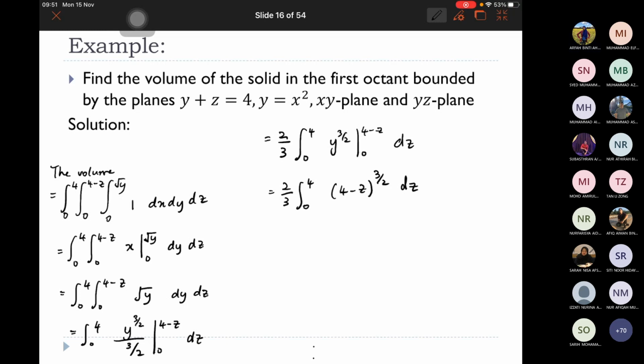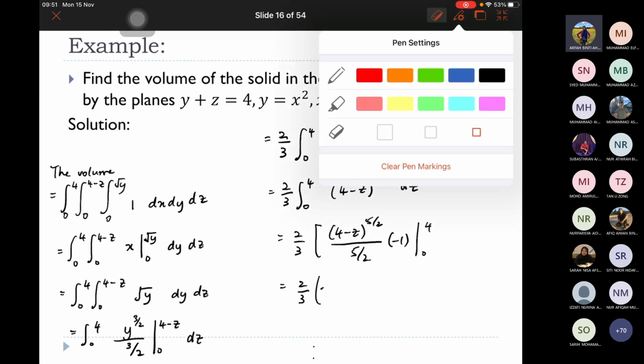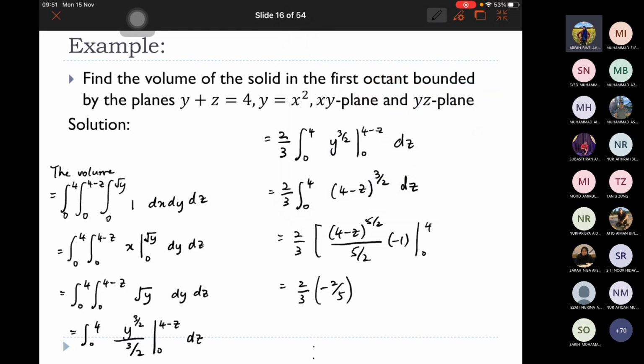Integrate this one, 4 tolak z dz akan dapat 2 per 3, dia akan jadi 4 tolak z kuasa 5 per 2 over 5 per 2 darabkan dengan negatif 1 from 0 until 4. So dapat 2 per 3 darab negatif 5, negatif 2 per 5. Kita bawa keluar that one. Negatif 2 per 5. This one akan jadi 4 tolak z.